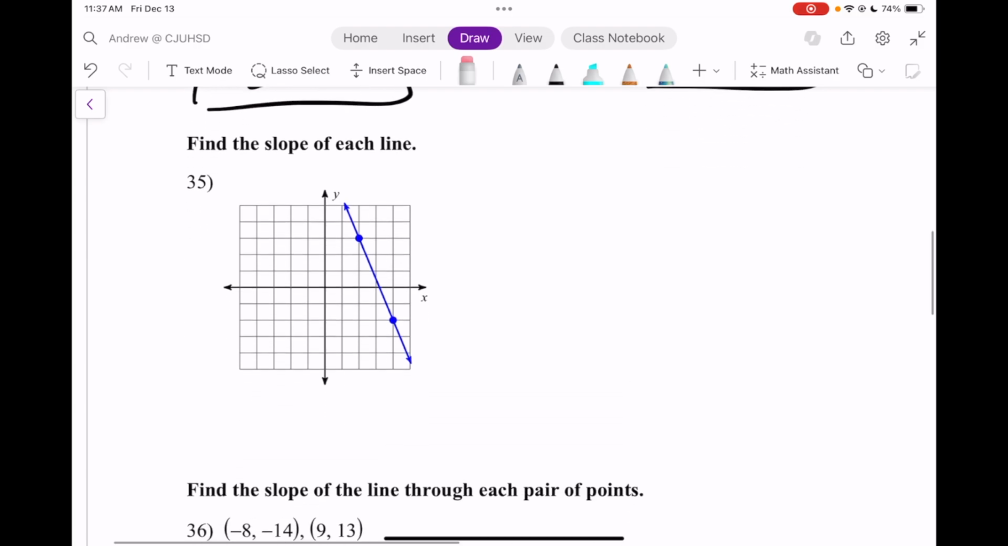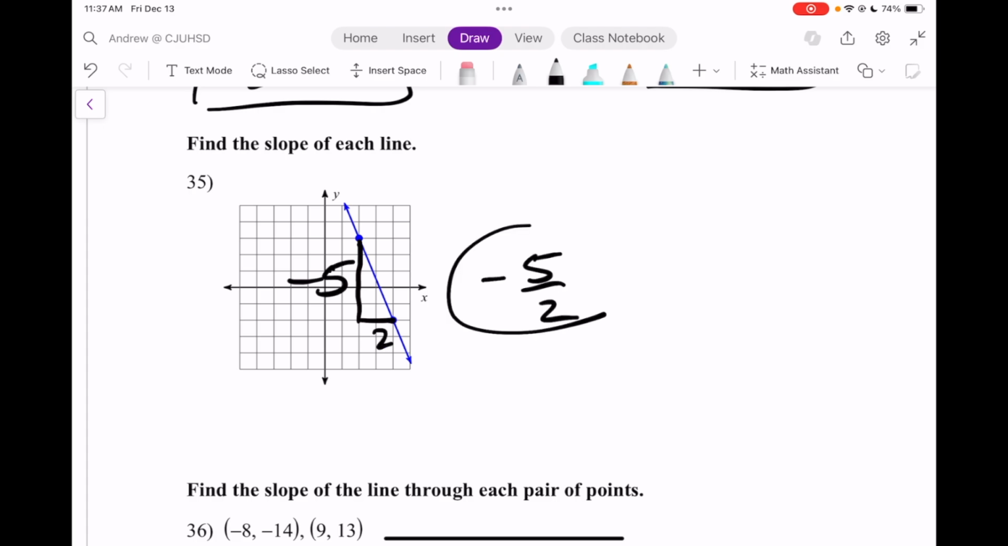33, find the slope of the line. Slope here goes down. How many? 1, 2, 3, 4, 5, 6. Oops, too far. 1, 2, 3, 4, 5. And over 2. And it's down. It's negative 5 and over 2. So negative 5 over 2.